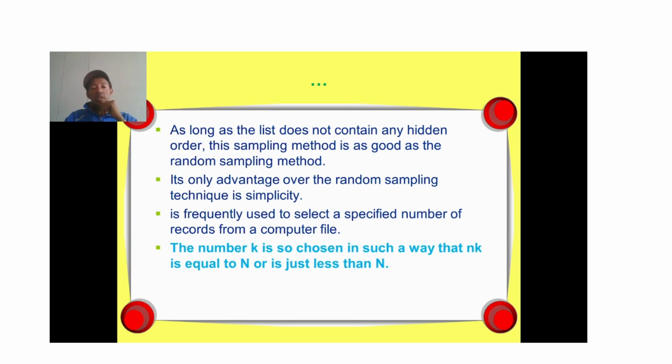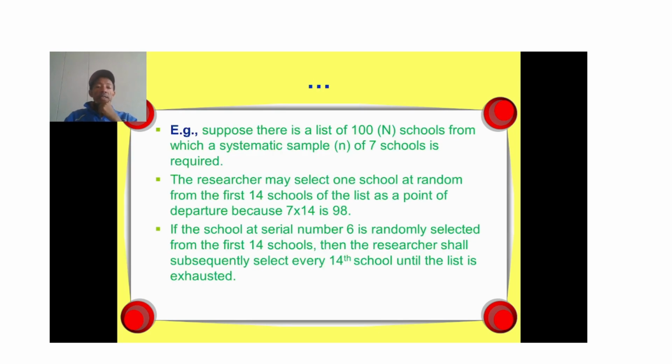is its simplicity. It's frequently used to select a specified number of records from a computer file. So the number k is so chosen in such a way that n times k equals n or is just less than n. An example is, suppose that there is a list of 100 participants or schools from which a systematic sample of 7 schools is selected. There are 100 schools, and we have to select 7 schools.